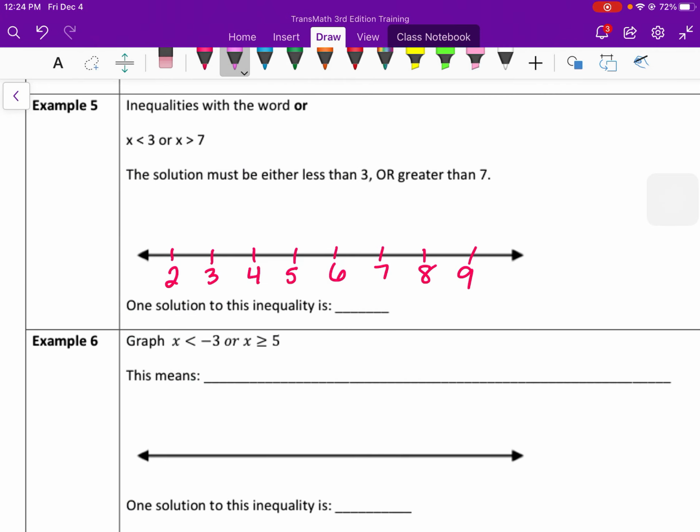Okay, for an or problem, you graph each one separately. So for x less than 3, it's an open circle at 3, and the values that are less than 3 are to the left of 3. Then you graph the other one. X is greater than 7. So you put an open circle at 7, and you're going to the right. So x is less than 3 or x is greater than 7. A solution to this inequality would be anything bigger than 7 or less than 3. So you could choose 2 or you could choose 9, etc.